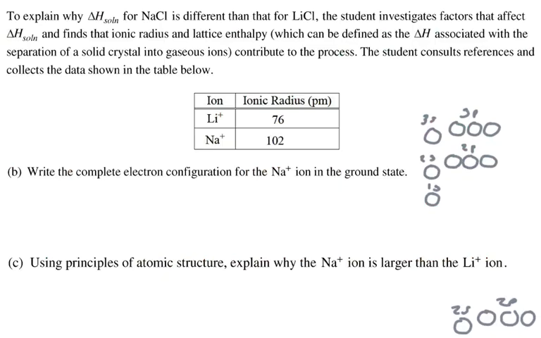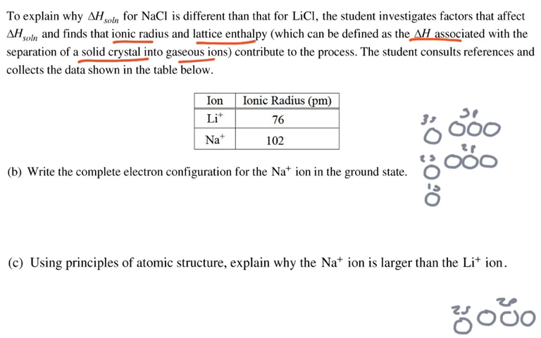Okay, next part. To explain why the delta H solution for sodium chloride is different than lithium chloride, the student investigates factors that affect the delta H solution and finds that the ionic radius and the lattice energy, lattice enthalpy, which is the delta H associated with separation of a solid crystal into gaseous ions. So if you took sodium chloride and totally blew it apart into separate sodium ions and chloride ions, and gaseous means they're totally separate from each other, the energy it takes for that is called the lattice energy. Those contribute to the process. The student consults references and collects data in the table shown.